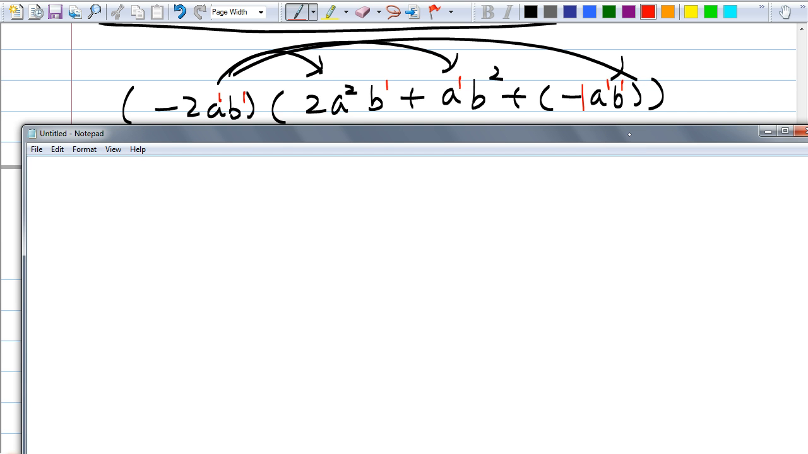Okay. All right, Indira, tell me what to write, please. I don't know why I circled that negative 2. Anyway, go ahead. Maybe in parentheses negative 2ab, then times 2a squared b, plus negative 2ab times ab squared, plus negative 2ab in parentheses times negative ab, correct? Did you all get that?